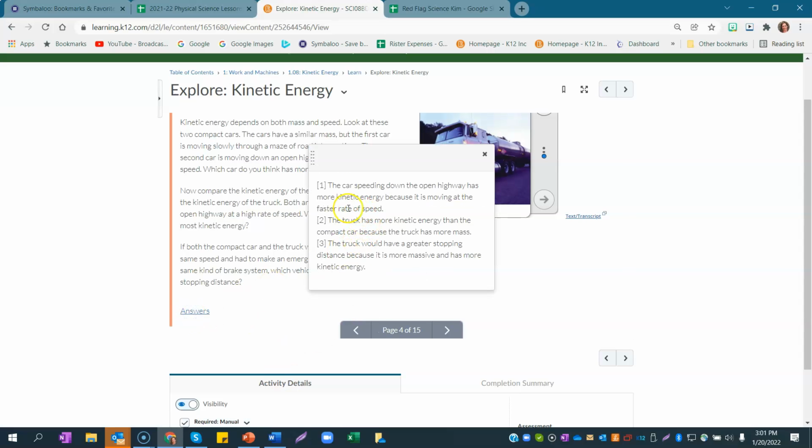So if we look at this: one, the car speeding down the open highway has more kinetic energy because it's moving at a faster rate of speed. Two, the truck has more kinetic energy than the compact car because it has more mass. And finally, the truck would have a greater stopping distance because it is more massive and has more kinetic energy.